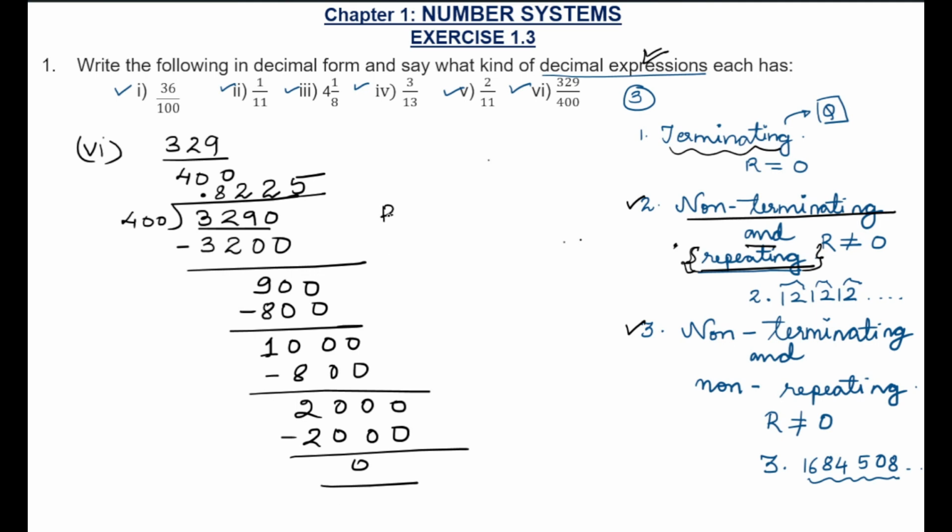Now since the remainder is equal to 0, it comes under the first category. It means it is a terminating decimal expression whose value is how much? That 329 when divided by 400 gives us a decimal expression as 0.8225. That's it, right? Now let us solve the next question.